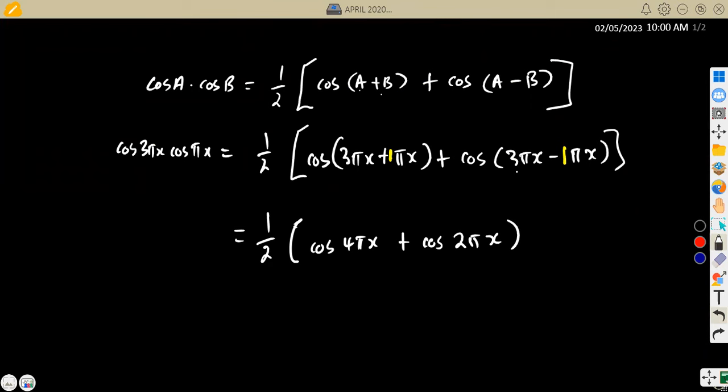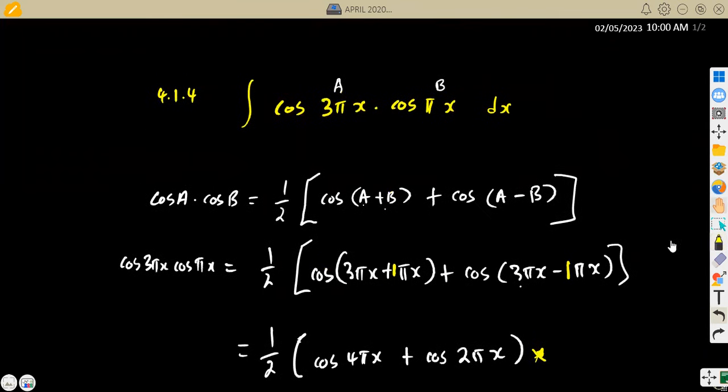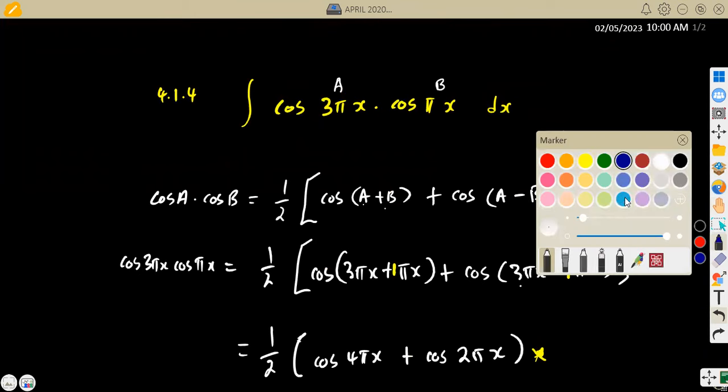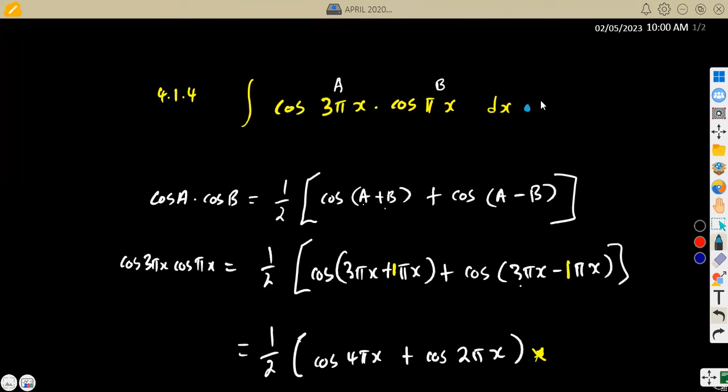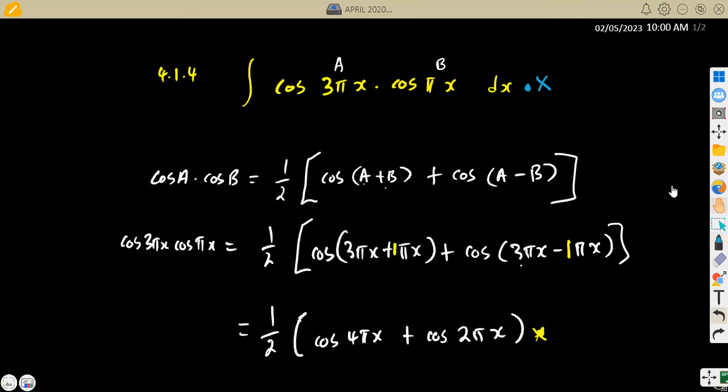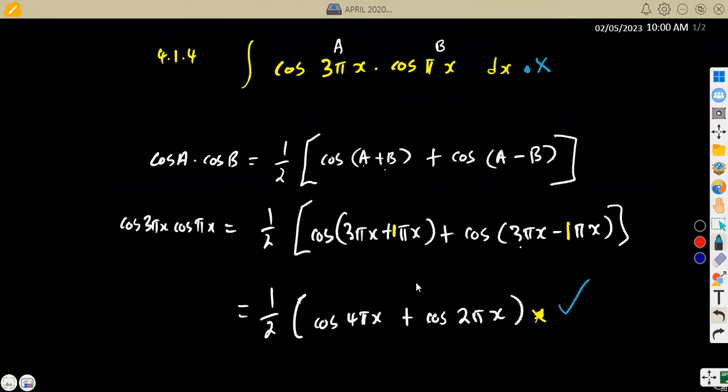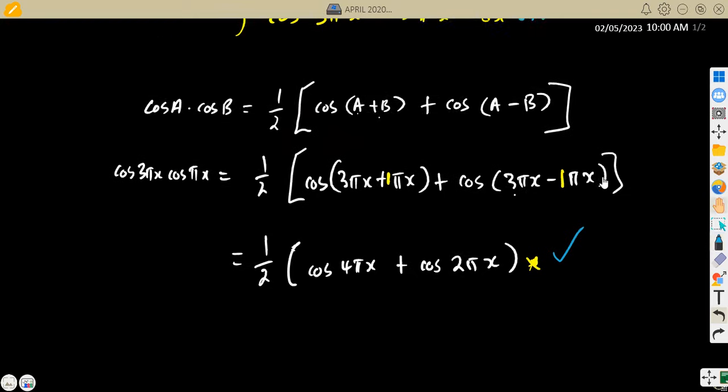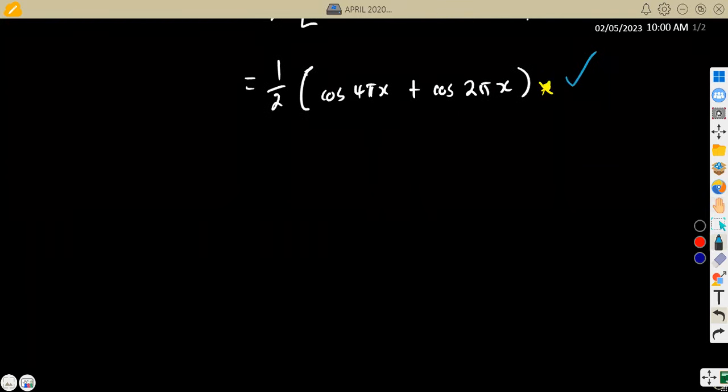Okay, so this whole trig expression is the same as the one we had, which was difficult for us to integrate directly. So instead of integrating that, we are now going to integrate the equivalent, which is this answer here. It's easier to integrate, as this is just a normal cosine that we are used to. So we have the integral of half, and we can write the half outside the integral because it's a constant, of cos 4 pi x plus cos 2 pi x, everything with respect to x.